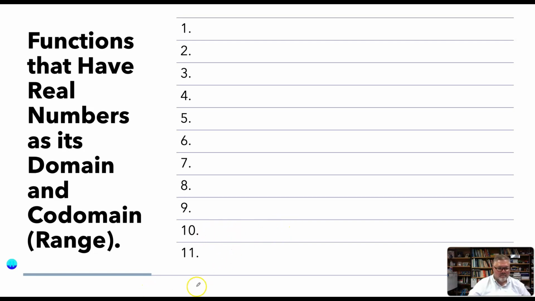Don't make up some. And don't say linear, quadratic, cubic, quartic, quintic. Don't do that. Just say polynomial. Say linear and polynomial. There you go. And there's a whole bunch left that you need to figure out.